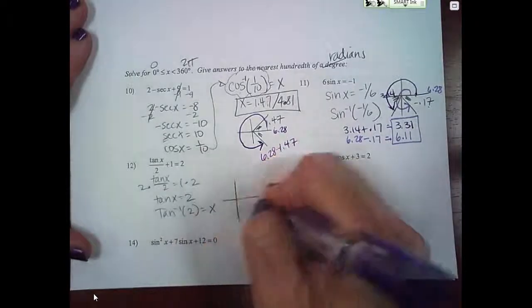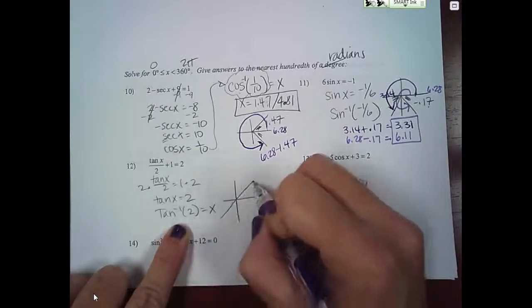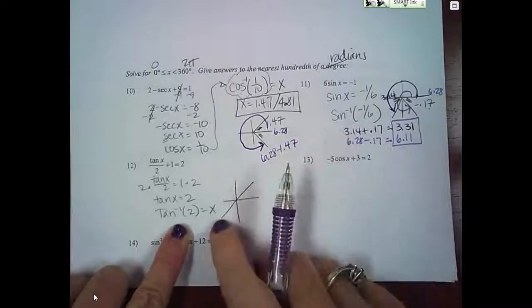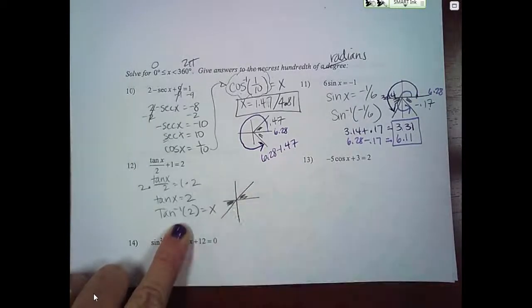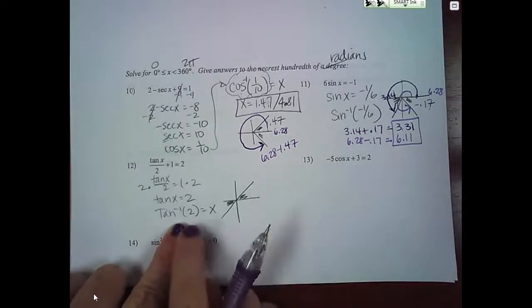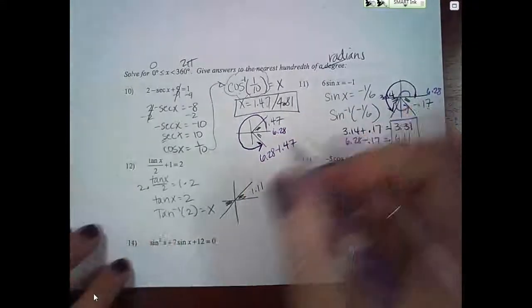Your picture. Tangent is positive. Tangent is the one where it looks like the straight line. Tangent is positive in quadrants 1 and 4. So my angle mark is here and here. When you type this inverse tangent in your calculator, you get 1.11, which is one of your answers.